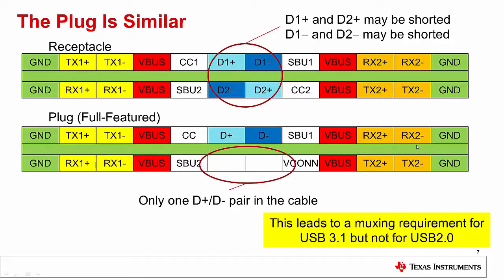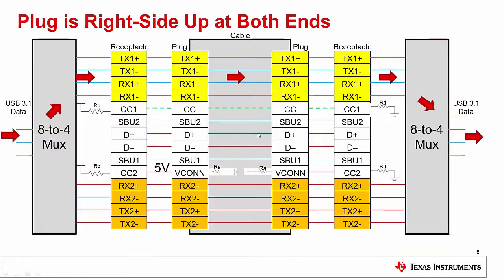Because of that flippability that's inherent in Type-C, you're going to need to have a MUX if you're doing a USB 3.1 system. But again, because you have the symmetry with the D+, D-, with all the contacts, if you're just doing a simple USB 2.0 system, there's no need for a MUX. So I want to illustrate the reason for the MUX and how it works in the system. I think it's easier to see that in a picture here.